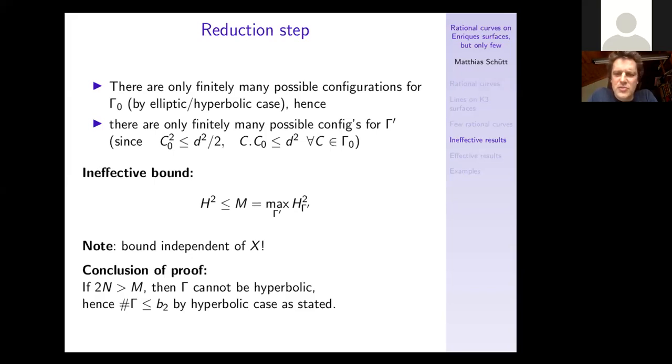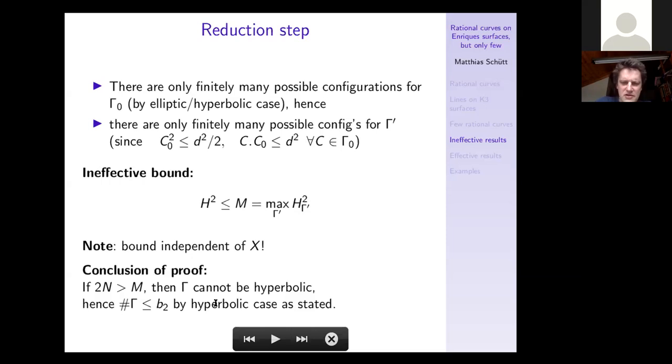And if we take the maximum of the squares of all the intrinsic polarizations, we get an ineffective bound for the polarization. Note, independent of X, because we were just considering abstract configurations. And to conclude the proof of our ineffective theorems, if 2n is now exceeding m, exceeding this maximum of the squares of the intrinsic polarizations, then gamma can never be hyperbolic. Hence, the bounds from the elliptic and parabolic case persist.